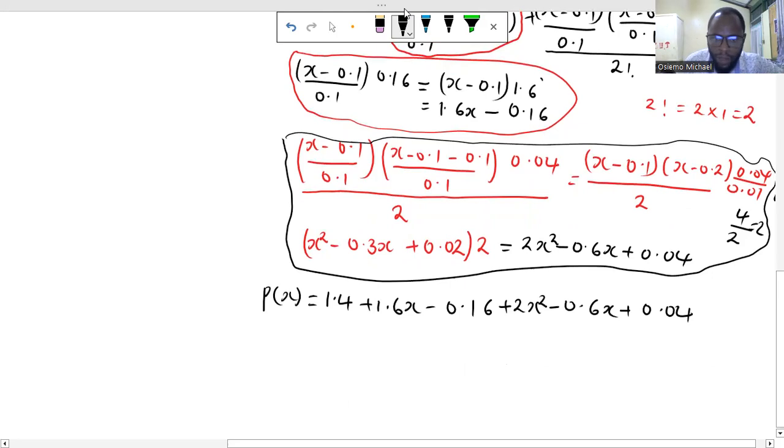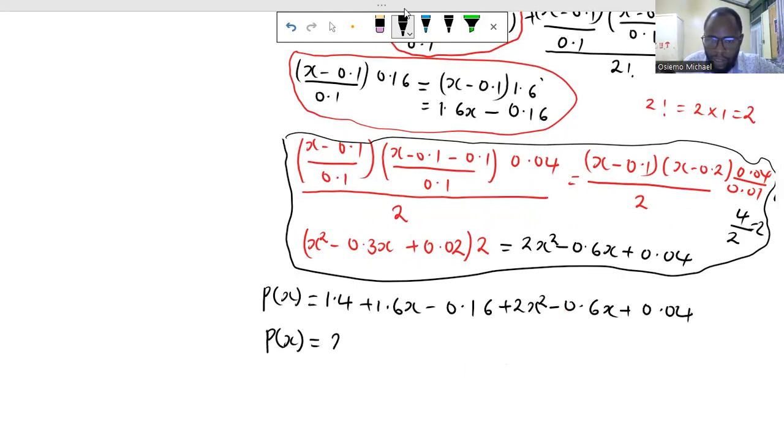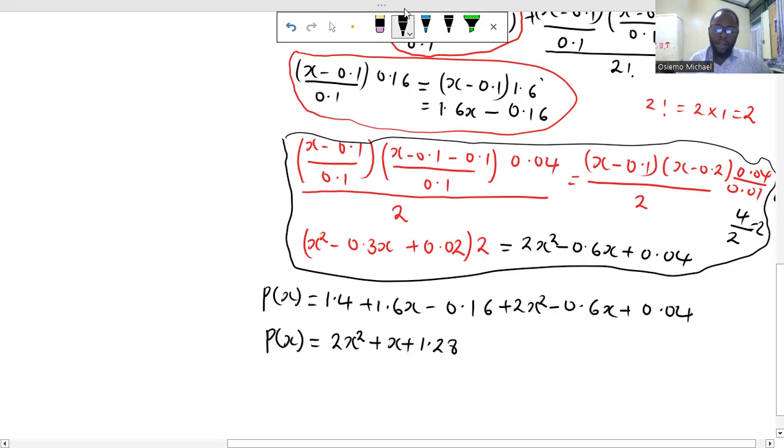Now, from there, if you put the like terms together and arrange this polynomial with decreasing power, you're going to have 2x squared. If you take 1.6x and you minus 0.6x, you get 1x, and then you have 1.4 minus 0.16 plus 0.04. We get 1.28. So this is the required polynomial.